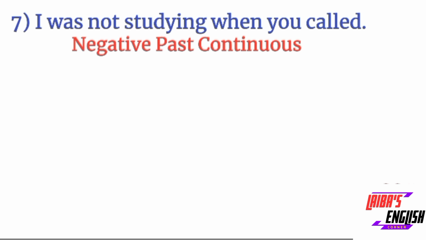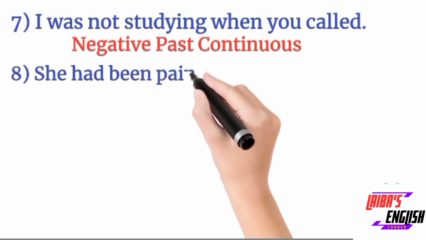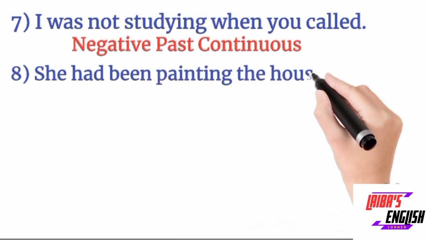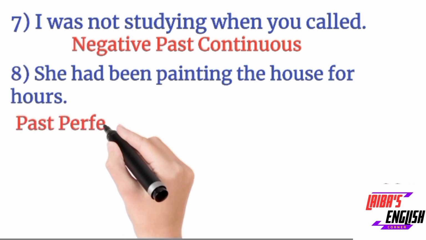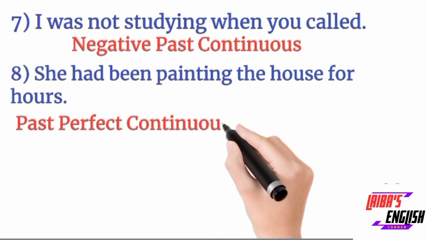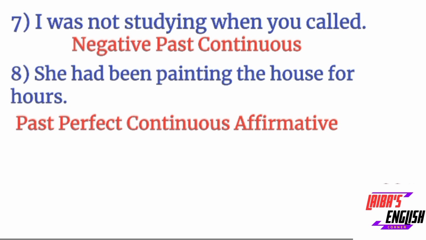Eighth example is: she had been painting the house for 10 hours. Here, had is used as a helping verb. Whenever had is used as a helping verb, it is a helping verb of past. So, it is past perfect continuous. Why? Because been is also used, and with been, there is verb first form plus ing, which is painting. So, it is past perfect continuous affirmative tense.